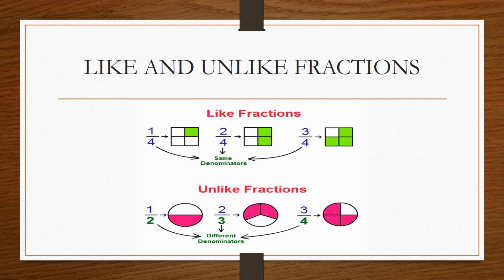Now what are unlike fractions? See the next figure, the circle. You can see in the circle, the first figure is divided into 2 parts. The second figure is divided into 3 parts, whereas the third figure is divided into 4 parts. Now, in the first figure, only 1 part is shaded. In the second figure, only 2 parts are shaded. And in the third figure, 3 parts are shaded.